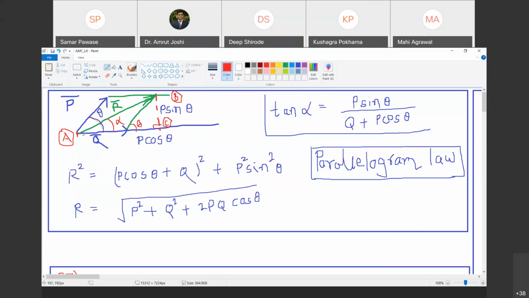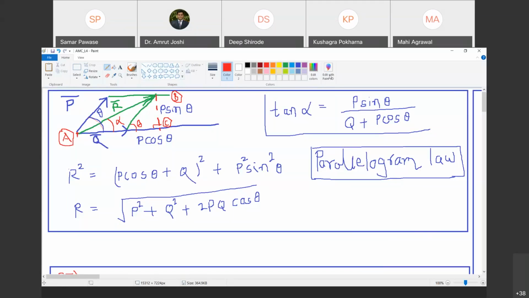So now R square is equal to P sin theta whole square, that is P square sin square theta, plus Q plus P cos theta whole bracket square. Now, if I expand this, it gives me Q square plus 2PQ cos theta plus P square cos square theta. In P square cos square theta and P square sin square theta, I can take P square common. Sin square theta plus cos square theta is 1. Therefore, the net result that I get is R is equal to square root of P square plus Q square plus 2PQ cos theta. Fair enough, Mahi?